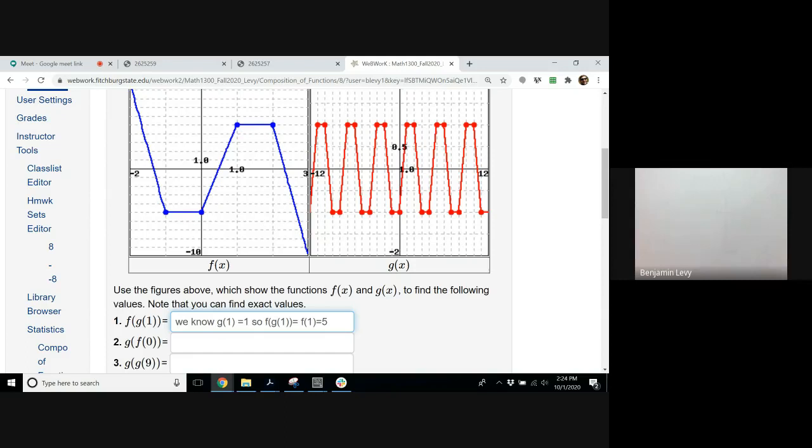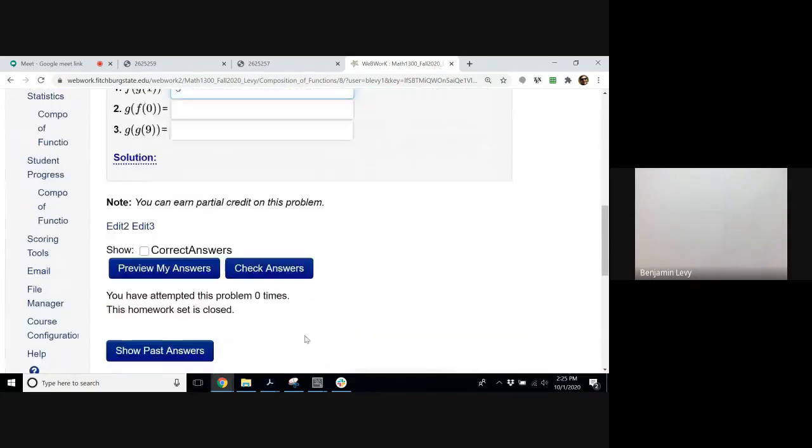Right, so here was the process, just to be clear. I'm just typing things out here to try to explain it. We wanted f of g of 1. We figured out that g of 1 is 1 from the red graph. And so then we looked at f of 1 on the blue graph, and we figured out that that was 5. And so the answer is 5. I'm just trying to type out how we got there, right? So we check answer. That's right.